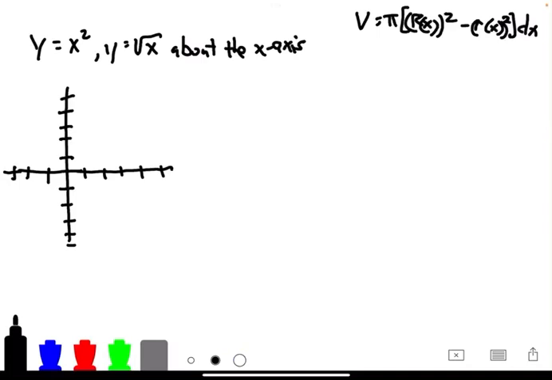And if you look right here, we have y is equal to x squared, y is equal to the square root of x, and we're rotating this about the x-axis. So the first thing I want to do is graph y is equal to x squared so we can get a visual representation. We know there's going to be a parabola. Now, to switch it up, I want to put this in red. We have y is equal to the square root of x.